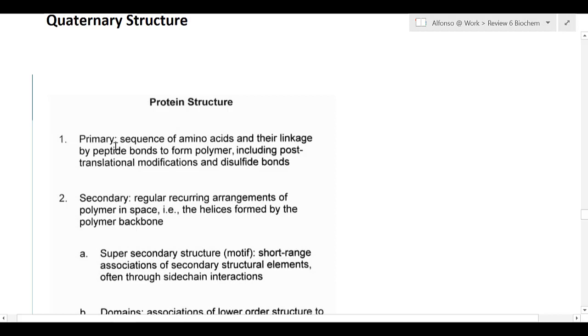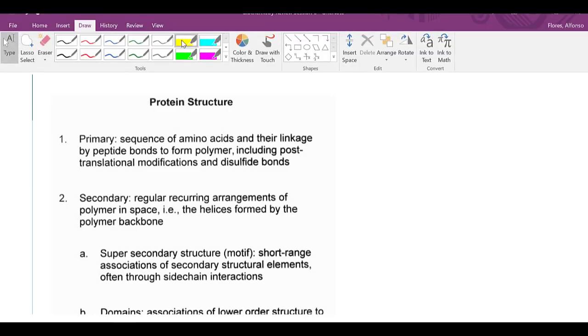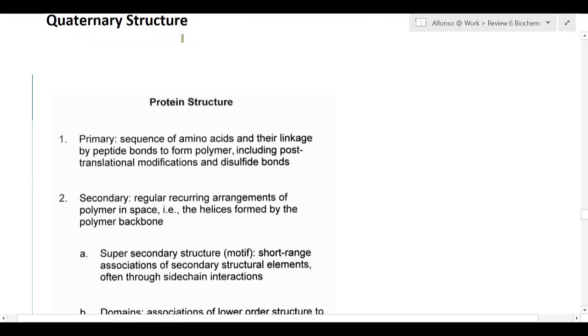What's the primary structure of a protein? The amino acids. Just the amino acids, and how are they bound? They're bound covalently. And does the primary structure include disulfide bonds? Yes, it does. The primary structure includes disulfide bonds. You'll definitely want to know that. Does anybody know what this translational part is?